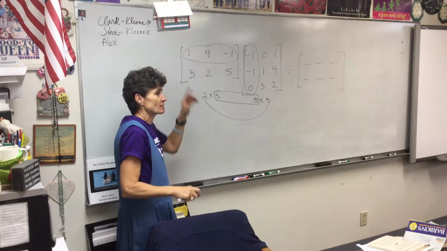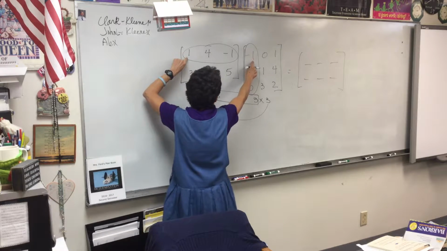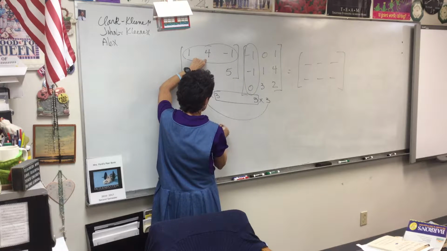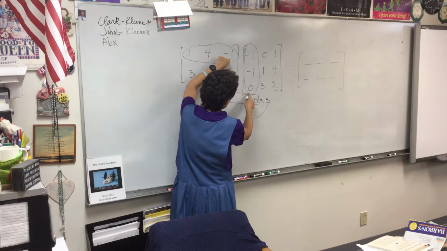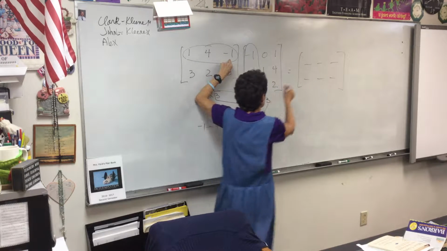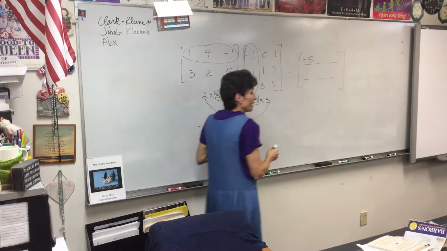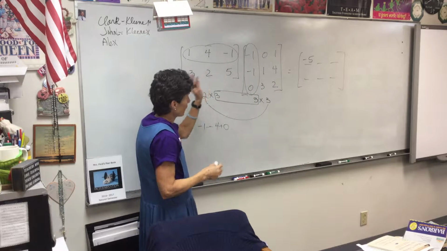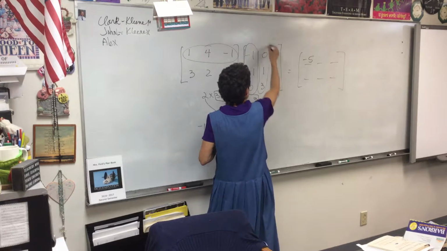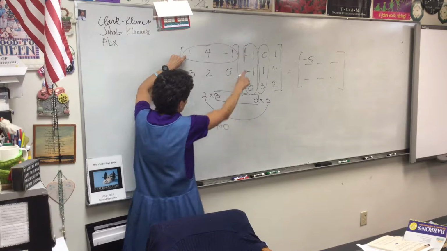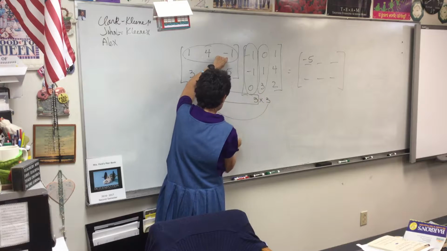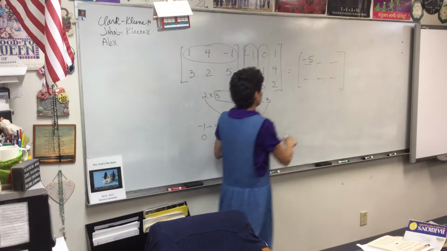So first times first would give us -1. Second times second would give us -4. Now we have third times third, which gives us 0. When I add all those up, I get -5 in that first spot. Then I'm going to do the first row and the second column. So first times first, second times second, third times third, that adds up to 1.